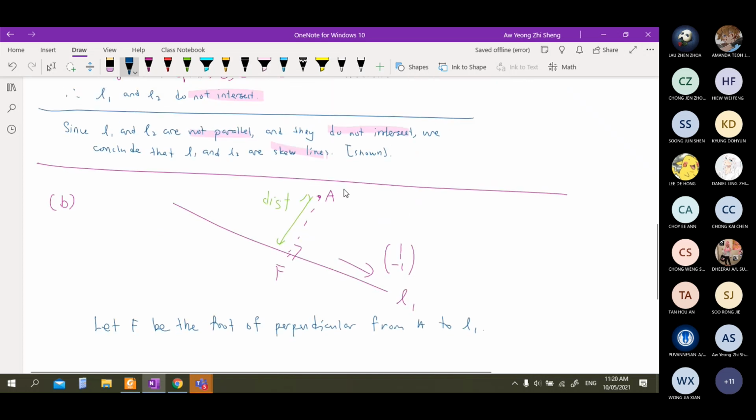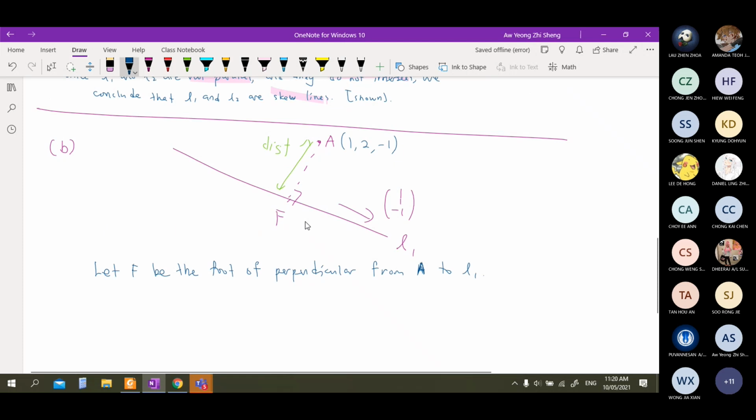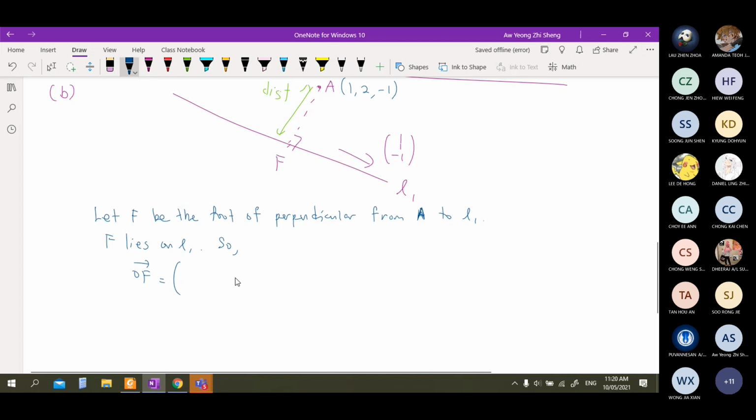A has known coordinates. I label it here so that I can refer easily. First step, F lies on L1. So OF will satisfy the equation of line L1 for a particular value of lambda. So we have (1 plus lambda, lambda, 1 minus lambda) for some lambda in R. And then next, form the vector AF, OF minus OA. Then just substitute.